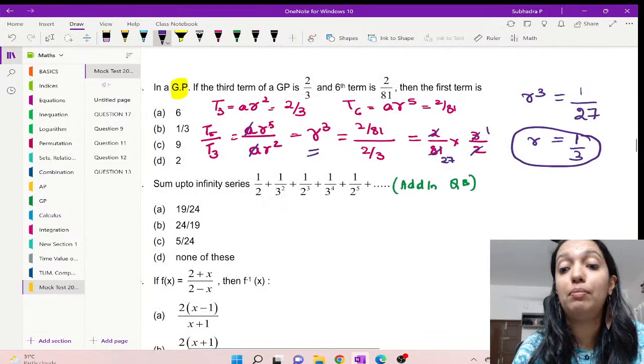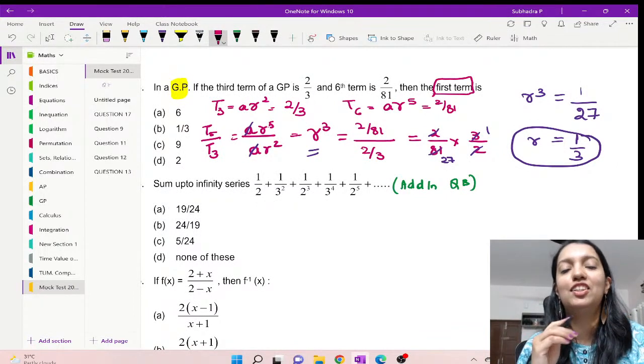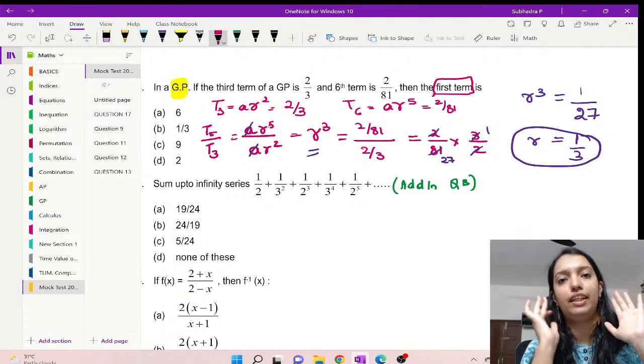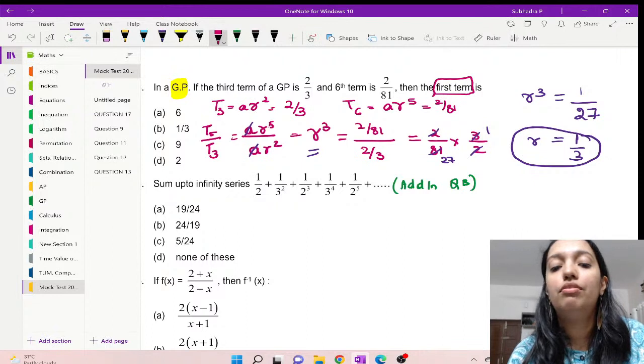If r is 1 by 3, is this what they have asked in the question? This is where students make mistakes. Option B, 1 by 3, tick in the examination hall. They have asked you what the first term is. First term I can take it from T3.